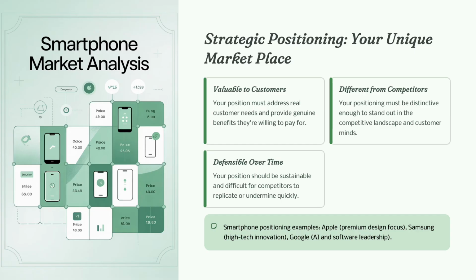Your strategic position needs to be three things: valuable to customers, different from competitors, and defensible over time. You can't just copy what someone else is doing. You need to find your own unique space. Think about the Dollar Shave Club. They could not compete with Gillette on research and development or retail presence. Instead, they positioned themselves as the convenient, affordable, no-nonsense alternative delivered to your door. They found an unoccupied position in the market and built their entire business around defending it.